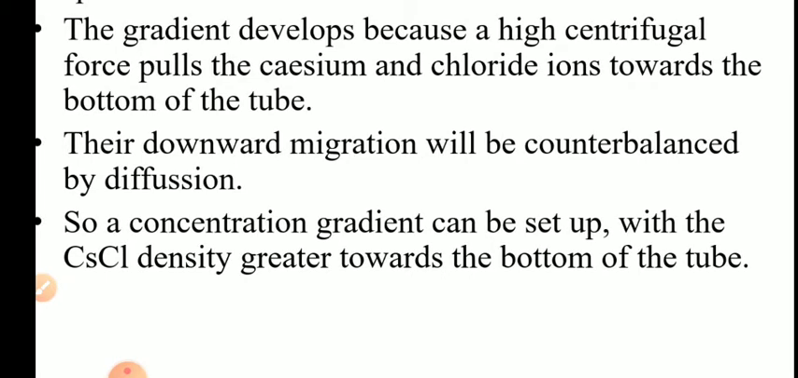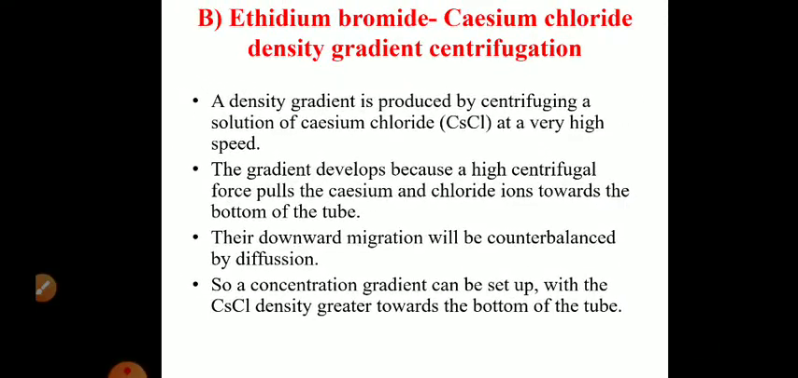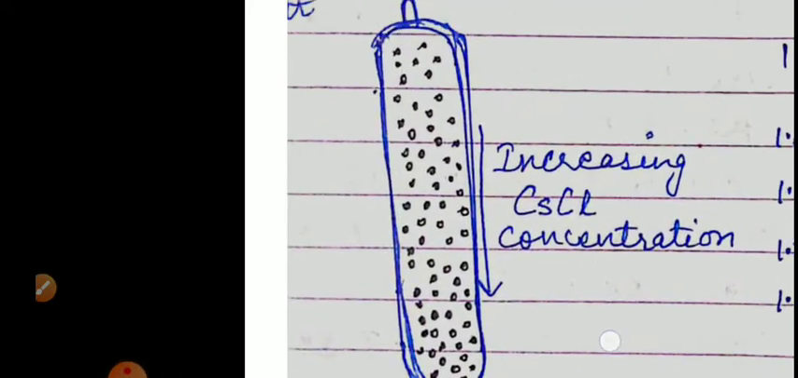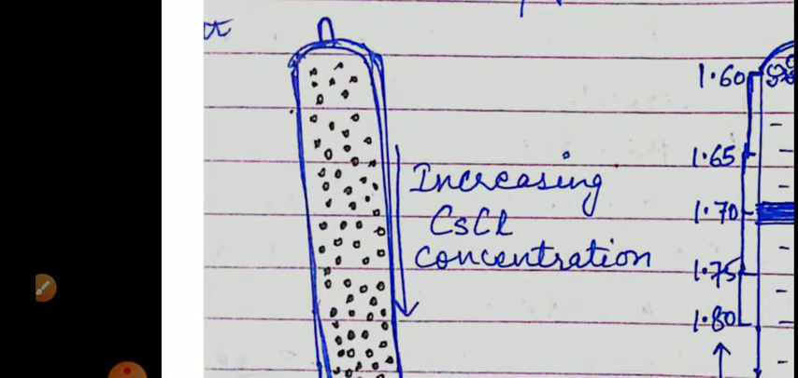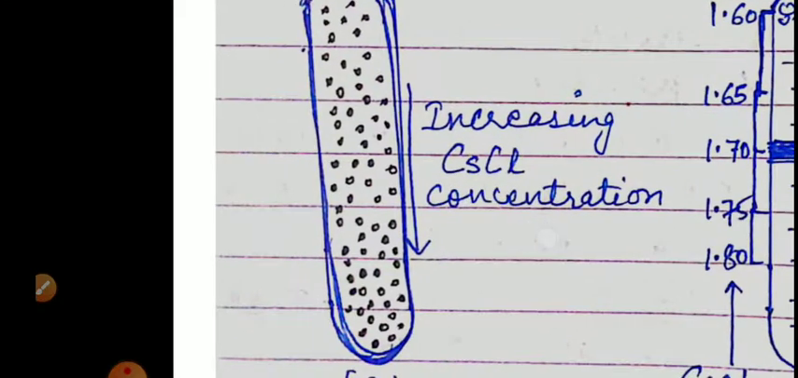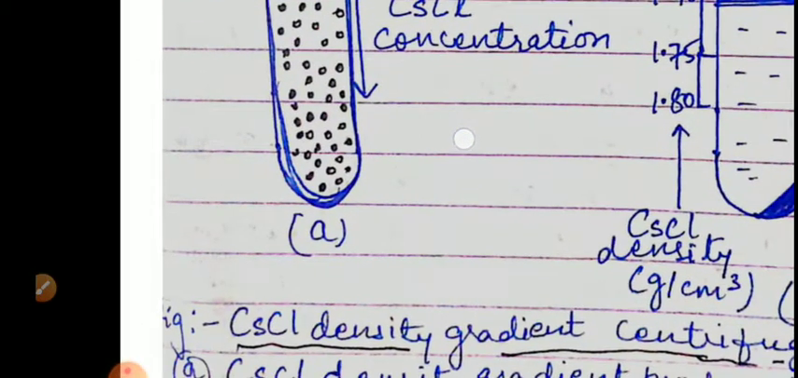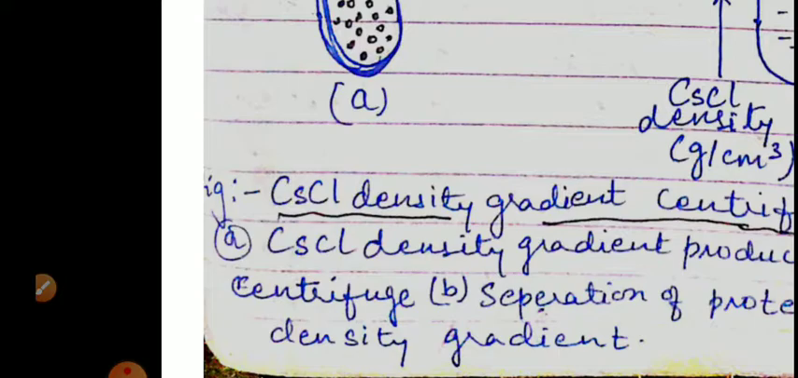That means as we go from top to bottom, the cesium chloride density goes on increasing, and that is called a density gradient. As you can see in this picture, this is a tube filled with cesium chloride, subjected to centrifugation, and then we have increasing cesium chloride concentration towards the bottom of the tube. So this is a density gradient formed in a tube.